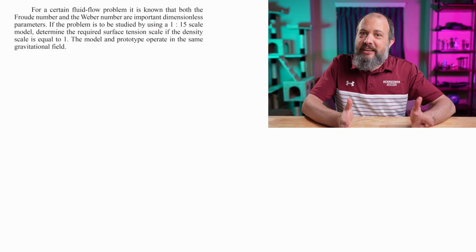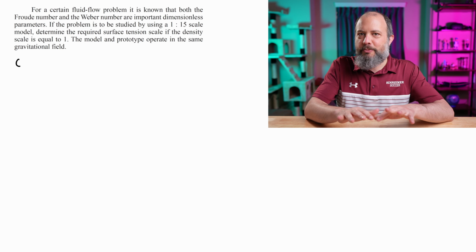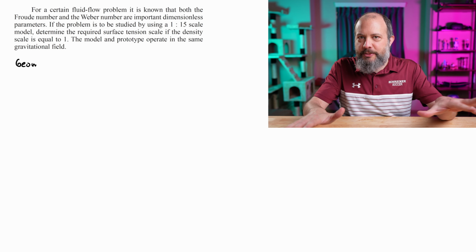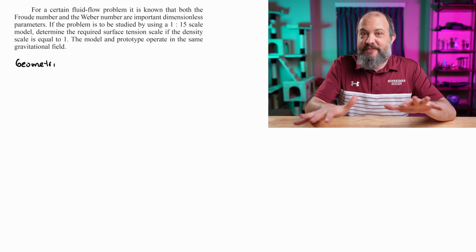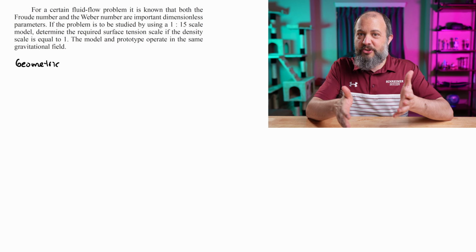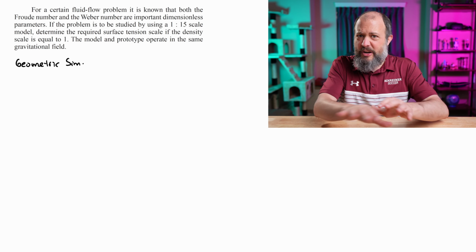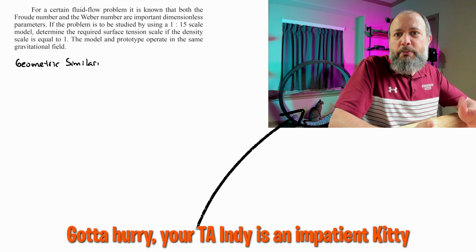So technically speaking, for dynamic similarity, you actually want all of your non-dimensional numbers, Reynolds number, Froude number, Weber number, Mach number, all of them. You want them all to be equal for both the model and the prototype. Now, a lot of times that's not actually physically possible. You might not be able to come up with a viscosity that matches the Froude number and Reynolds numbers perfectly. So most of the time you just choose one of the non-dimensional numbers to set equal.